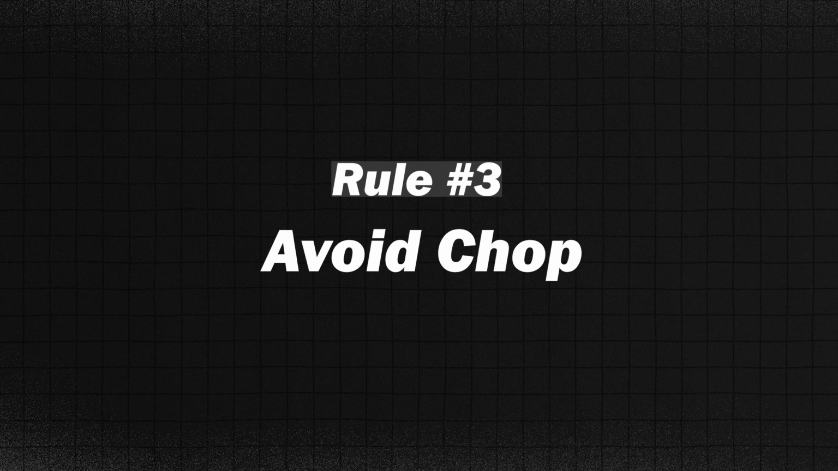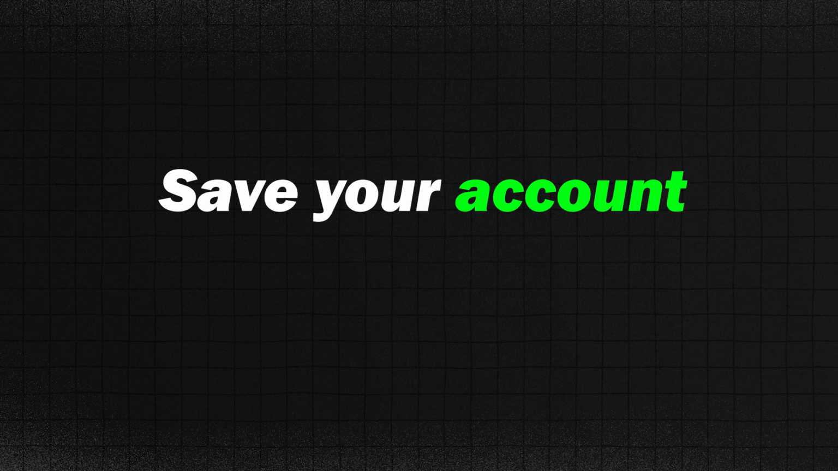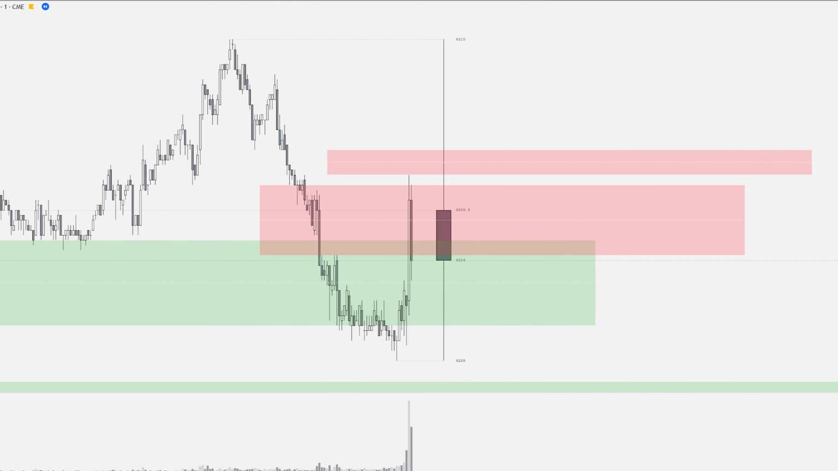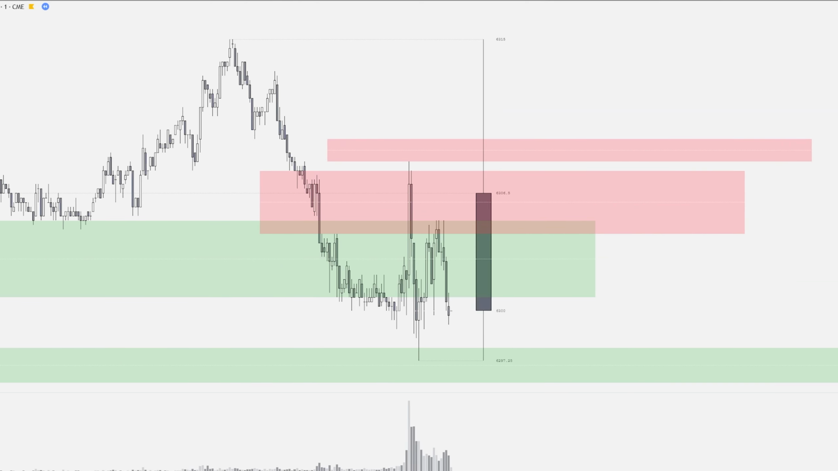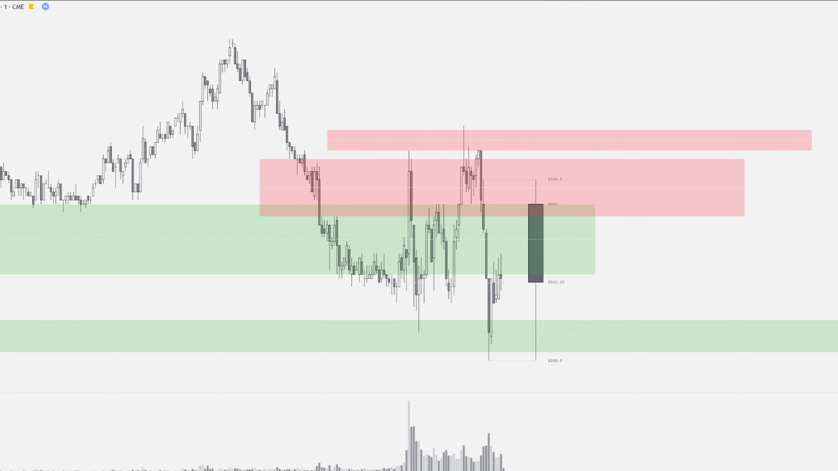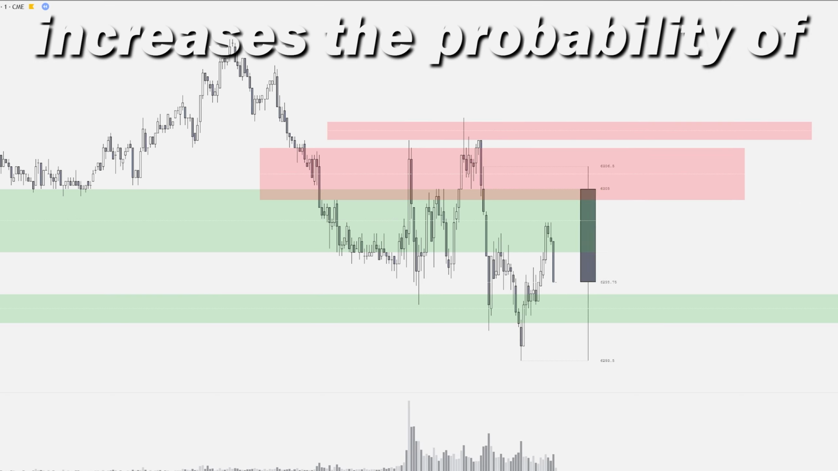Rule number 3, avoid chop. This is how I separate myself from every other trader out there. This is what no one else talks about. You wanna know how you're gonna save yourself from being chopped up? Here is the rule that will save your account. If price is ranging between multiple higher time frame fair value gaps, which is a bullish and a bearish fair value gap, that increases the probability of chop by 10 times. HyperFlow is a continuation model. So if you're trying to trade chop with that, you're cooked.